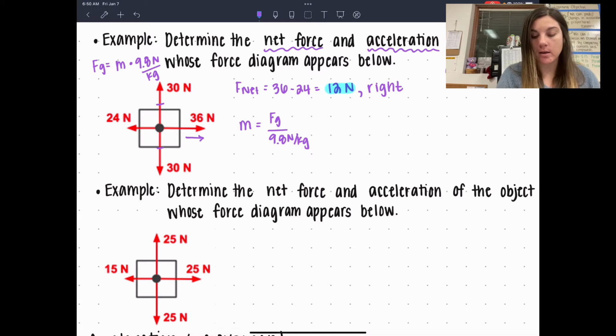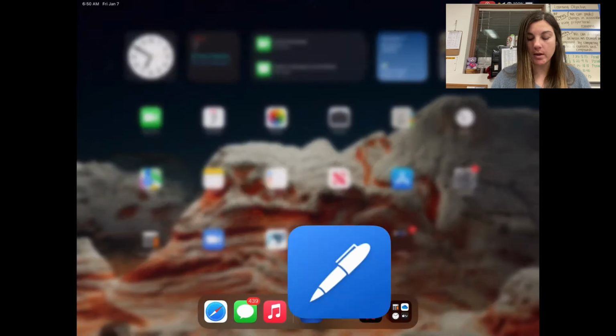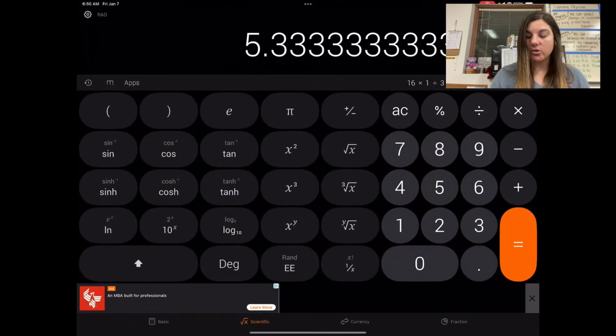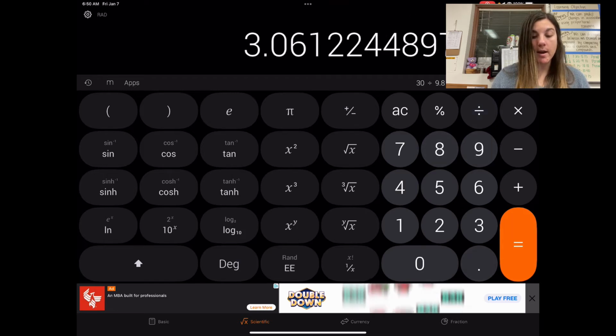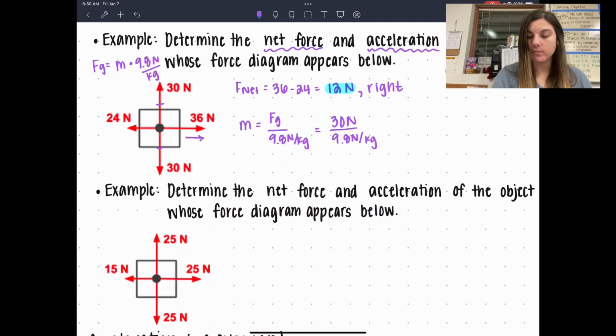So let me plug this in for our specific situation. So our force of gravity is 30 newtons. If I were to divide that by 9.8 newtons per kilogram, we get something around 3. But let's plug it in a calculator just to be sure. So 30 divided by 9.8 gets me an exact mass of 3.06 kilograms. So this will be the value that I plug in for mass into my Newton's second law equation.